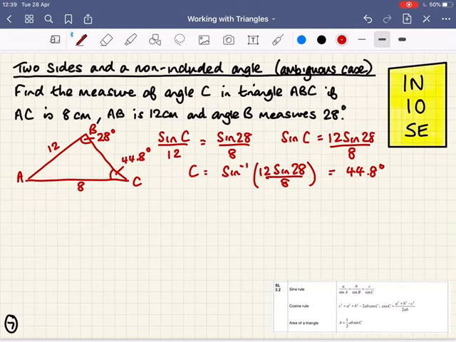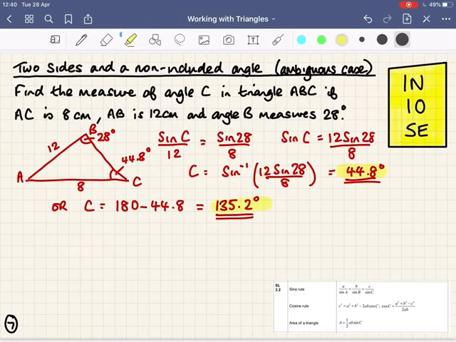But we also know there's a second solution where C could be equal to 180 minus 44.8, which is equal to 135.2 degrees. Now, I do need to check that that would make sense in this particular triangle, because remember, angles in a triangle must add up to 180 degrees or less. 28 degrees is one of the angles, 135.2 is the other. That's possible. It's less than 180. So there are two possible solutions here, 44.8 and 135.2.